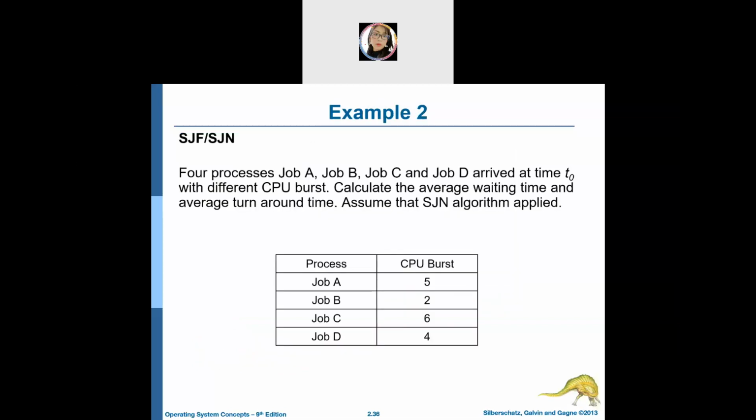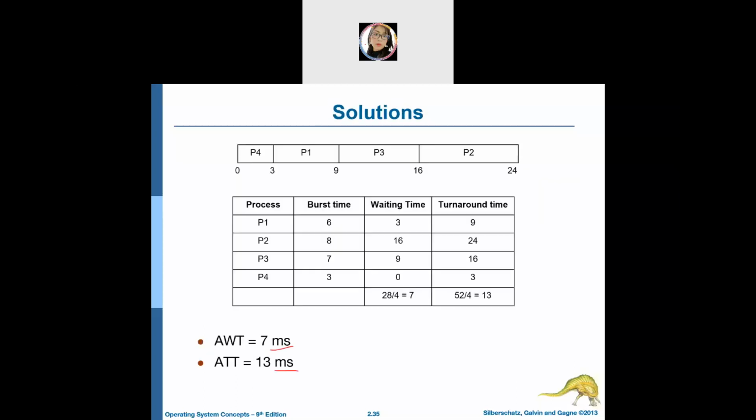Next example, still under SJF or SJN. You are given another 4 processes, jobs A, B, C, and D, arriving at time T0 with different CPU burst times. This one is CPU burst, okay. This one is burst time.